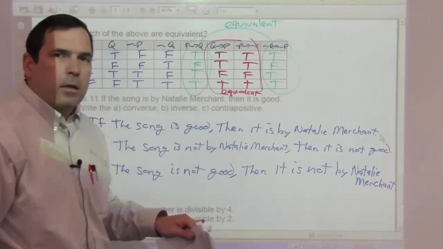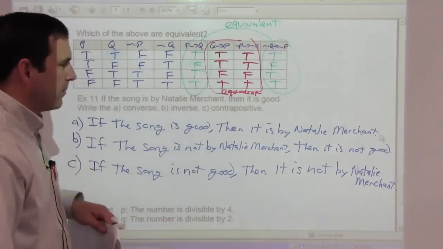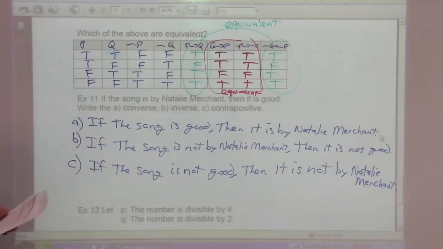And the other thing, can you name the band Natalie Merchant was in before she went solo? Okay, that's two things you can post. Okay, feel free to pause if you need to.